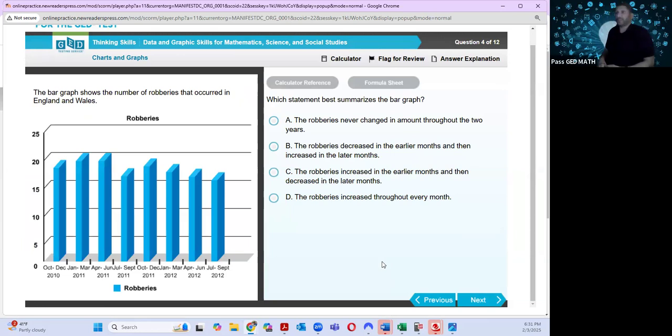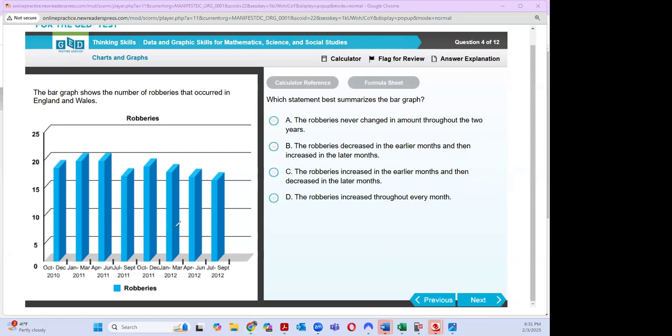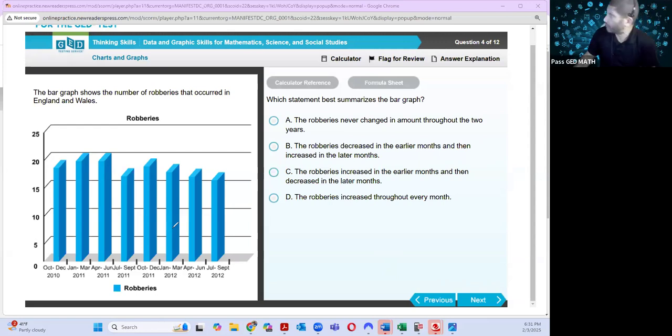So when I look at this question, it says, which statement best summarizes the bar graph? A, the robberies never changed in amount throughout the 2 years. B, the robberies decreased in the earlier months and then increased in the later months. C, the robberies increased in the early months and then decreased in the later months. D, the robberies increased throughout every month. Which ones can we get rid of right away? What multiple choice can we get rid of right away? There should be two of them we can get rid of right away.